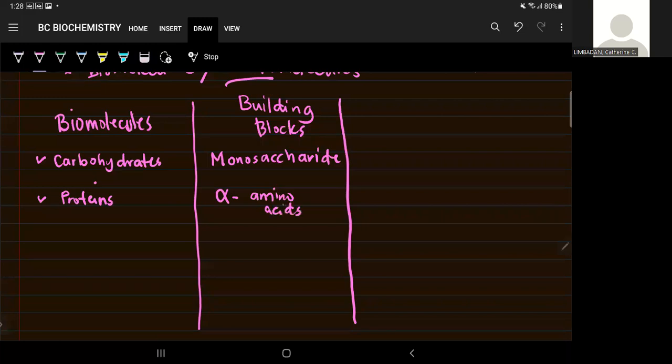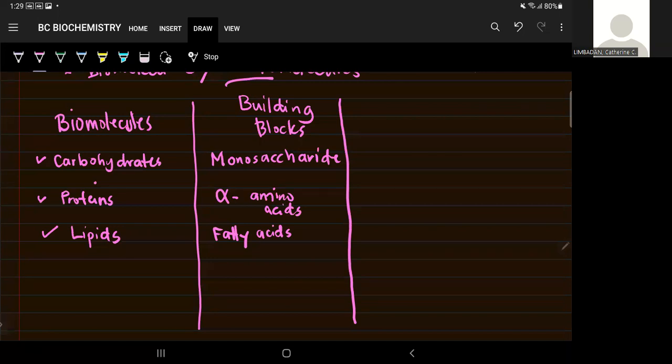Very good. Okay. Of course, we have your lipids. How about your lipids? What are the building blocks of lipids? Fatty acids and glycerol. Okay. But mainly fatty acids. Kasi kung fatty acid plus glycerol, that is more of a triglyceride, no? So building blocks niya is fatty acids.